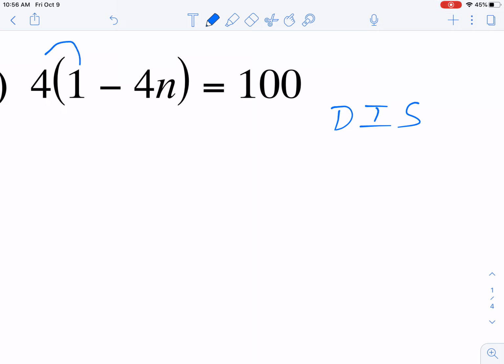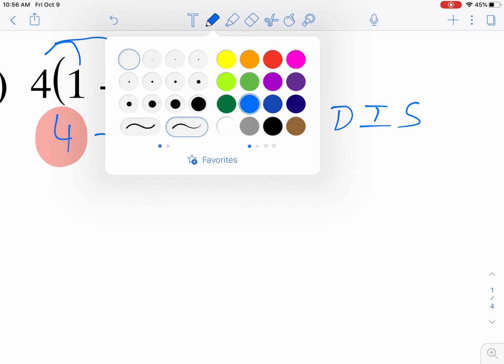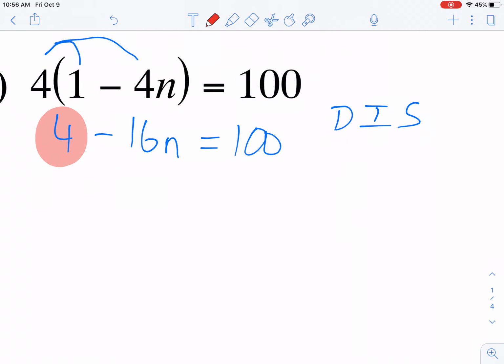I'm going to do 4 times 1 and 4 times negative 4. So 4 times 1 is 4. 4 times negative 4 is negative 16. N comes with it. It's equal to 100. Now my next step is to get rid of this 4. And to do that, because it's positive 4, I'm going to do the inverse of addition, which means I'm going to subtract 4 from both sides of the equal sign.